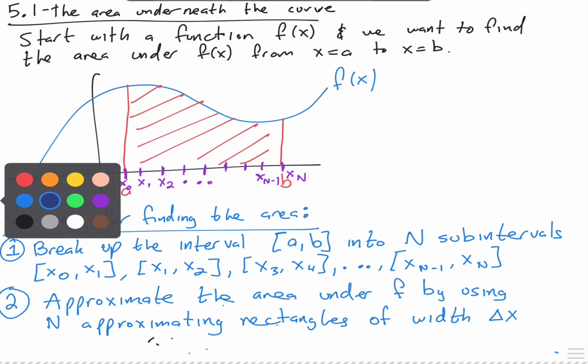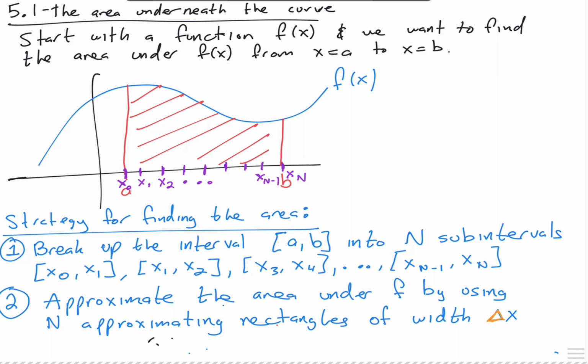Let's see, how about, I'll do this one. Okay, so this delta x here, it represents the width of the subsections. So that's delta x, okay? Now, how do you find delta x? Well, delta x is simply the width of the interval. So b minus a is the width of the interval, and then divided by the number of subsections that you have. So delta x is b minus a over n.